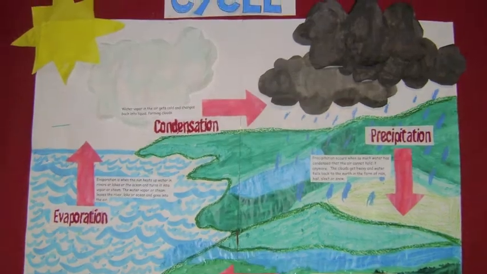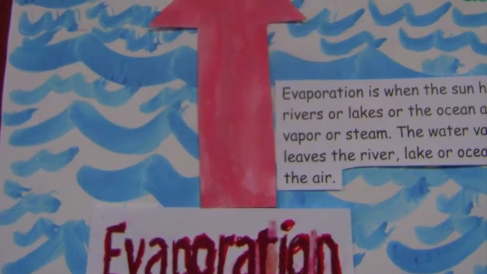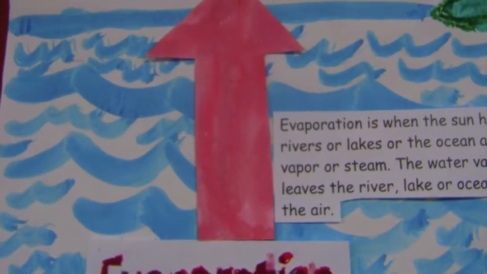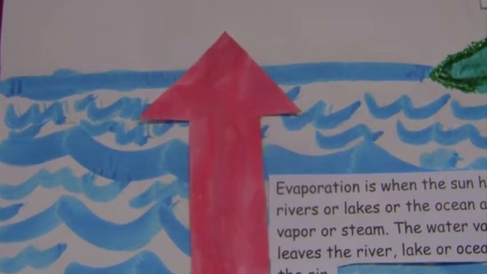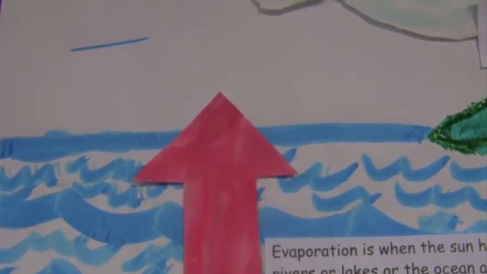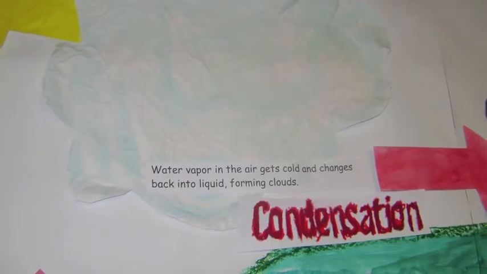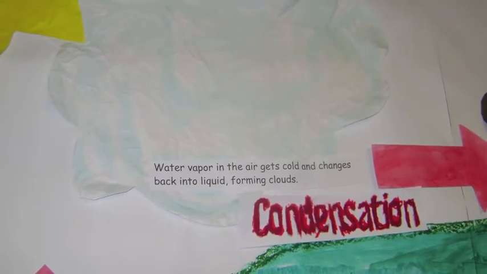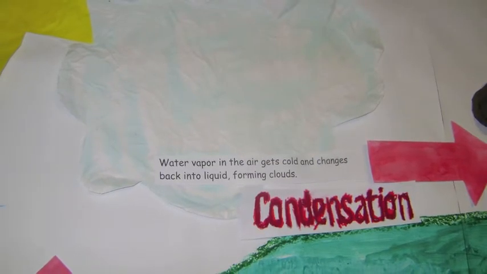The water cycle. Evaporation is when the sun heats up water in rivers or lakes or the ocean and turns it into vapor or steam. The water vapor or steam leaves the river, lake or ocean and goes into the air. Condensation is when water vapor in the air gets cold and changes back into liquid, forming clouds.